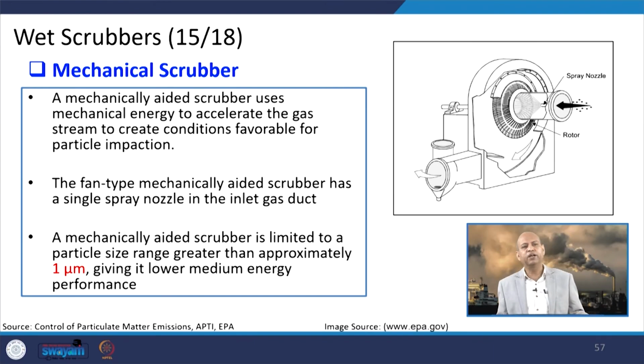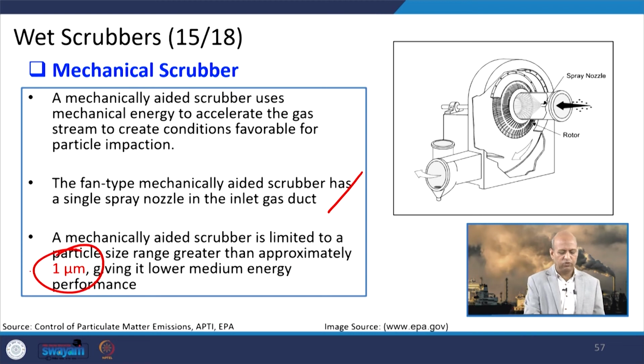When we talk about mechanical scrubbers, these are mechanically aided scrubbers. You can see here a spray nozzle can be there, and this fan-type mechanically aided scrubber can be there. So, efficiency is increased in that sense, and it can go down to 1 micrometer size to remove the particles.